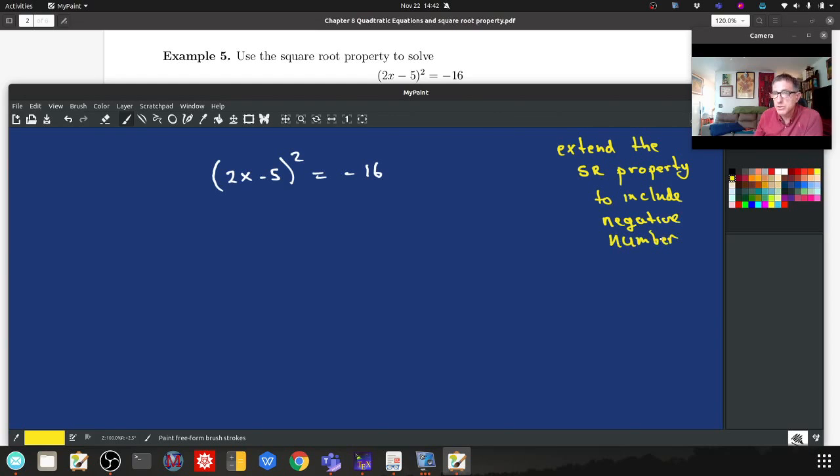So here's just a specific example. If I have x squared is equal to minus 4, then x is equal to plus or minus the square root of minus 4. But remember, we have another property that says that is equal to the square root of 4 times minus 1.